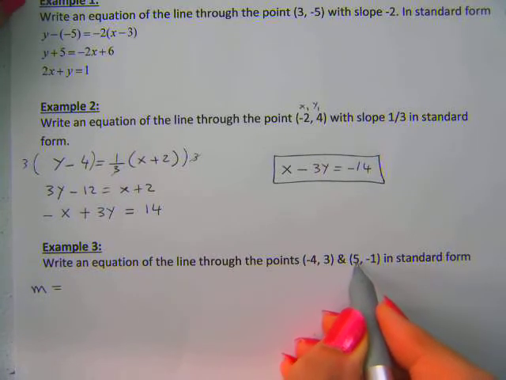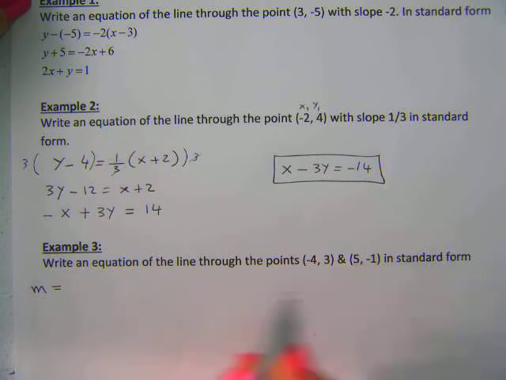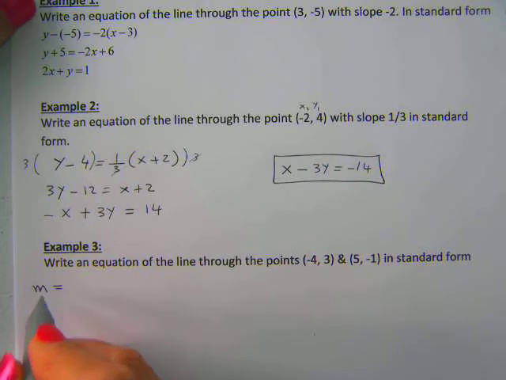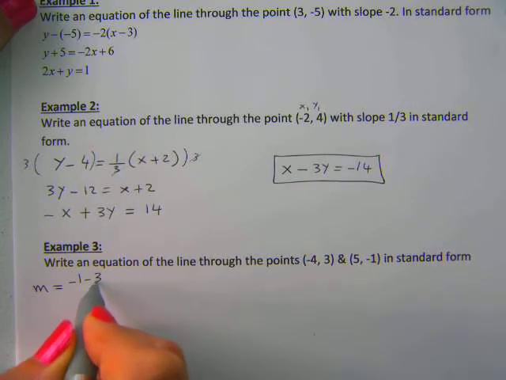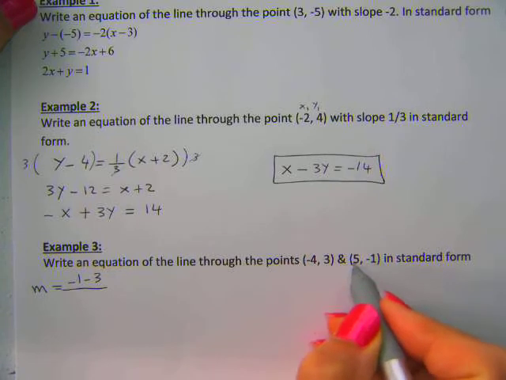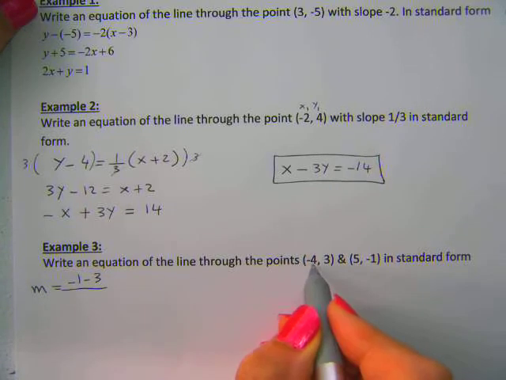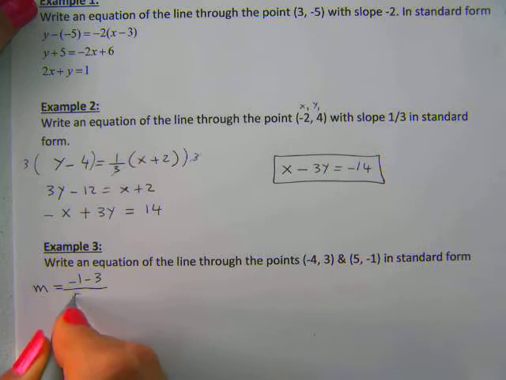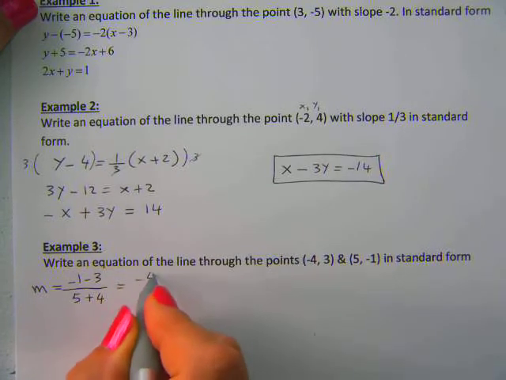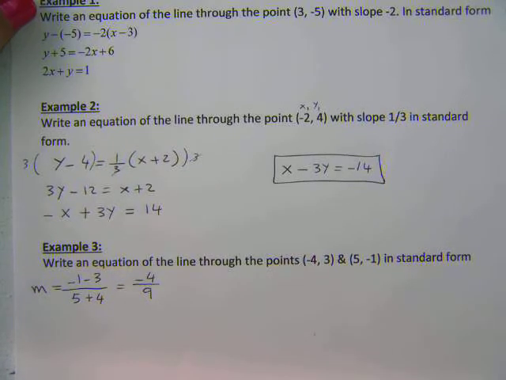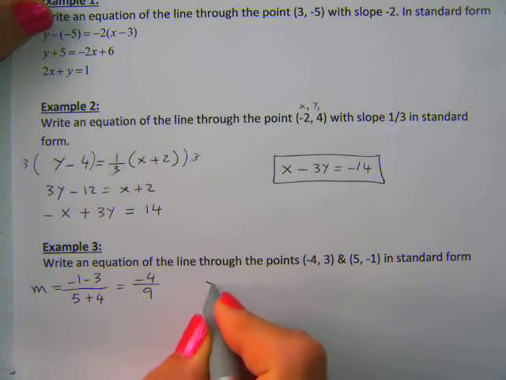It doesn't matter, again, guys. So the slope is (y2 minus y1), negative 1 minus 3, over (x2 minus x1), so 5 minus a negative 4 makes it plus 4. So now we have negative 4 over 9. That's the slope. Now we have the slope, and which point are we going to use? The answer is it doesn't matter. Okay, so let's use the first point.